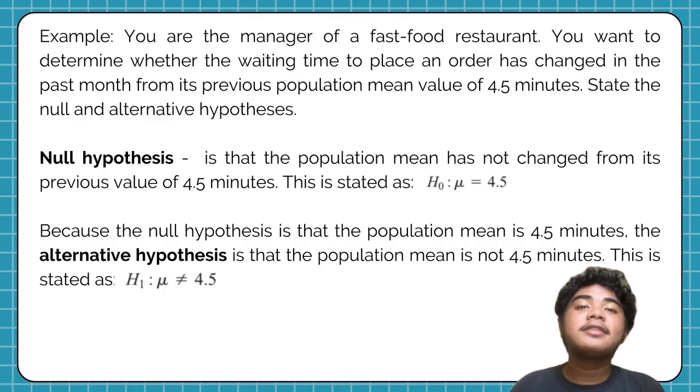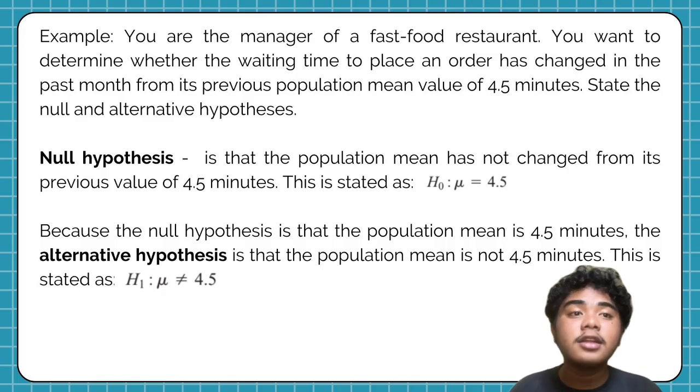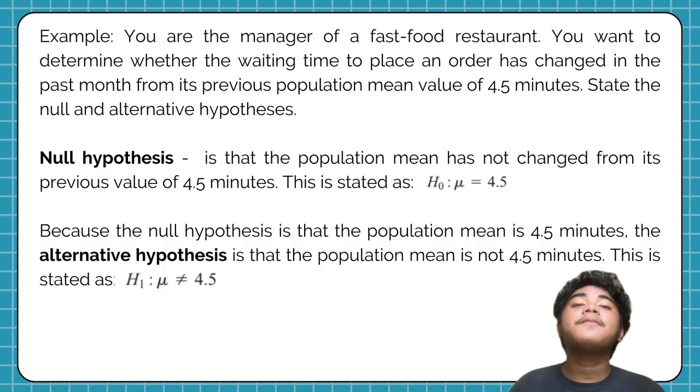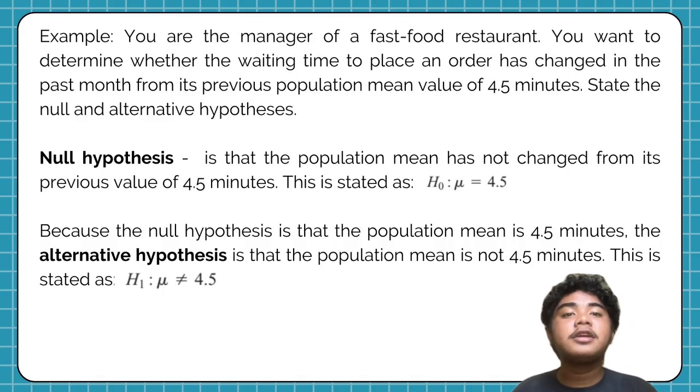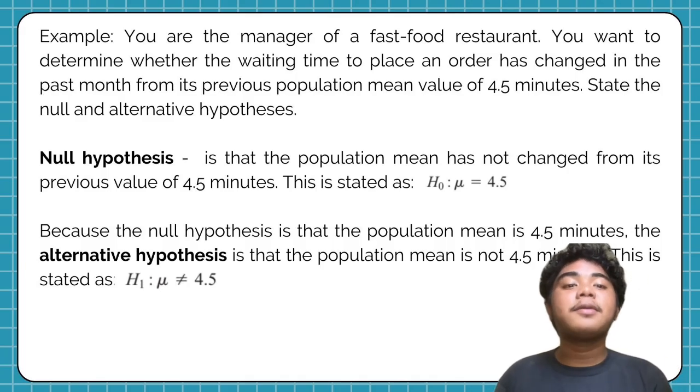Okay? Ang null hypothesis sa problem na nasa taas is that the population mean has not changed from its previous value of 4.5 minutes, and this is stated as H_0: mean is equal to 4.5 minutes. Now, because the null hypothesis is that the population mean is 4.5 minutes, ang alternative hypothesis is that population mean is not 4.5 minutes. Meaning to say, kabaliktaran siya kung anong sinabi ng null hypothesis, and this is stated as H_1: mean is not equal to 4.5. Diba kung nakinig kayo sa sinabi ko kanina, ang null hypothesis at alternative hypothesis ay magkaiba, kasi kung ano yung sinabi ng null hypothesis, yun ang kabaliktaran ng alternative hypothesis.